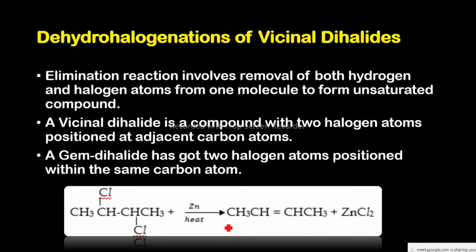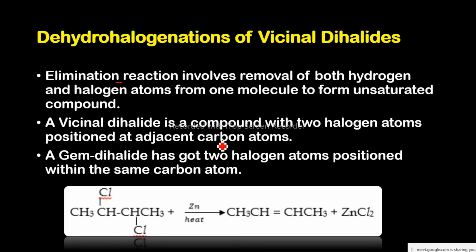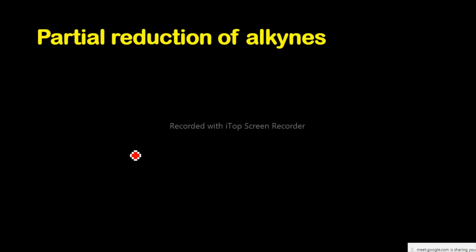So the second reaction: we can form alkenes from dehydrohalogenation of Vic dihalides, vicinal dihalides. Now, a Vic dihalide, let me write it here so I won't forget.